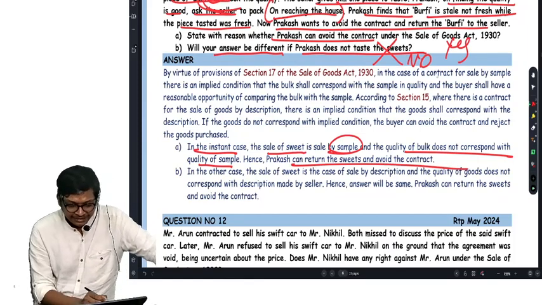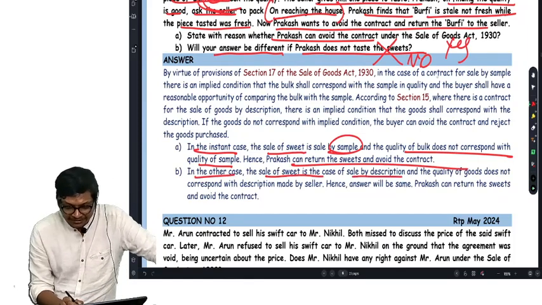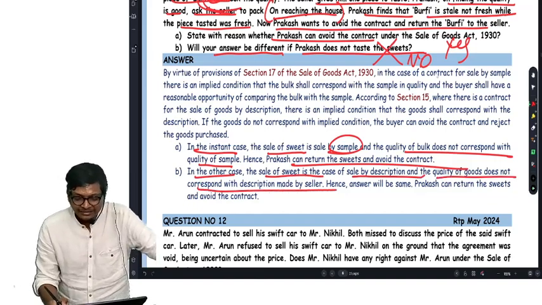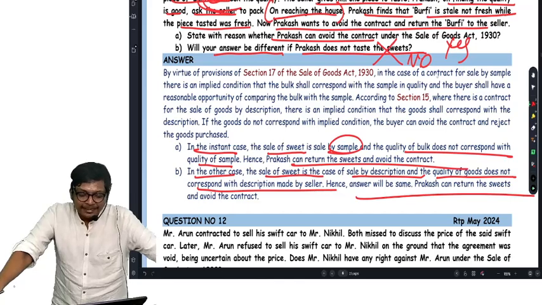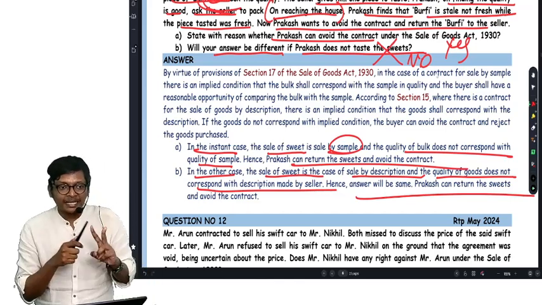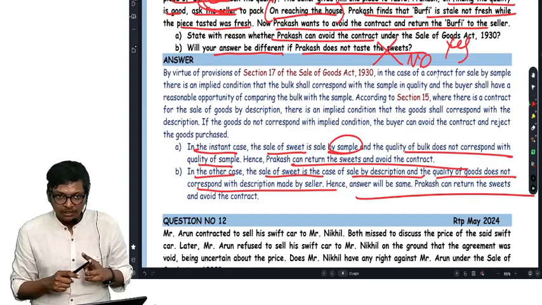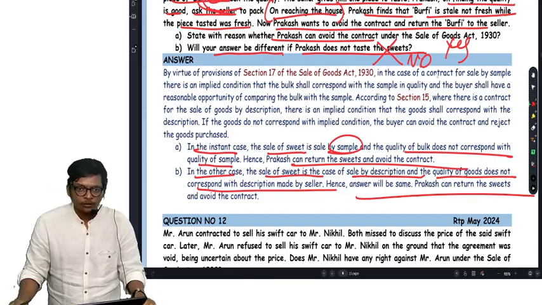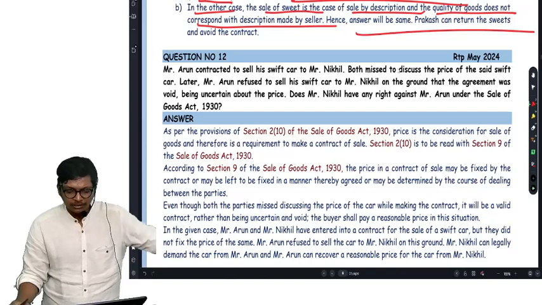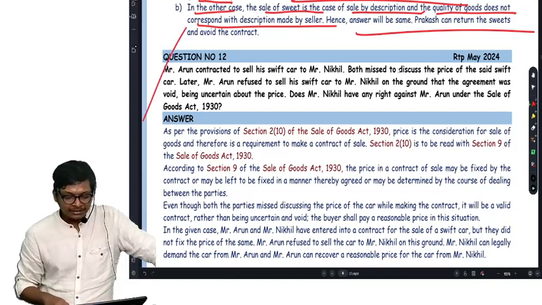In second case, the sale of sweet is by description and the quality of goods does not correspond with the description, answer will be same. Therefore actual answer is first case la both I will write, sample and description. Second case la only description. Are you following, guys? Okay, understanding? Question number 12.